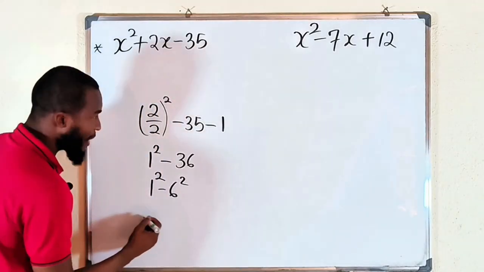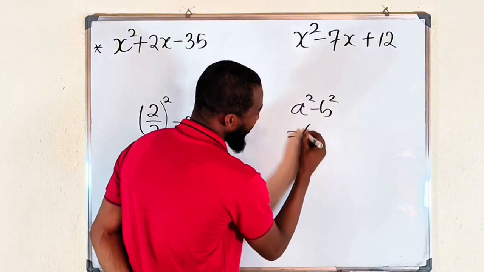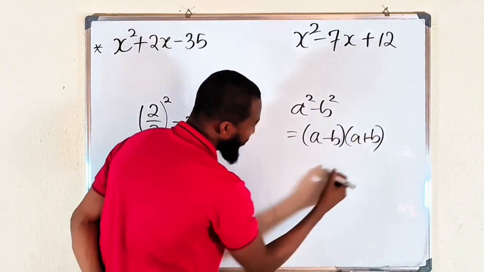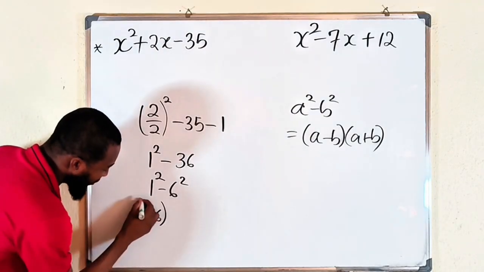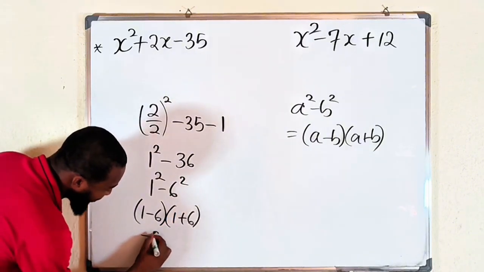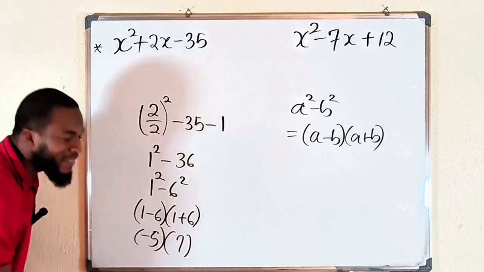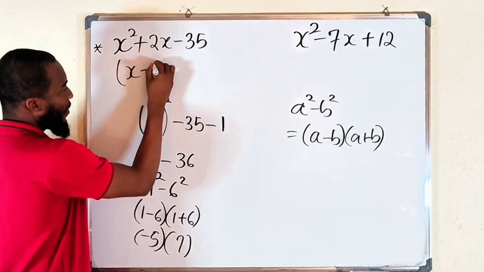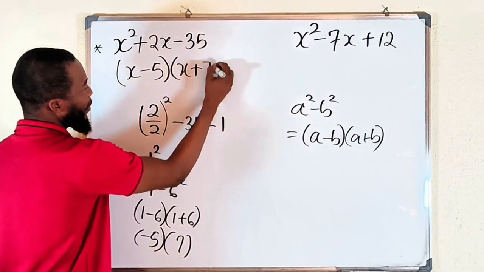So let's see how we can do that. Remember, if you have a squared minus b squared, this is the same thing as what? a minus b multiplied by a plus b. Do the same thing here. It will be 1 minus 6, right? 1 minus 6 times 1 plus 6. You see that? This is negative 5. And this is what? 7. These are the two numbers. So you can just bring them back here. It will be what? x minus 5 times x plus 7.